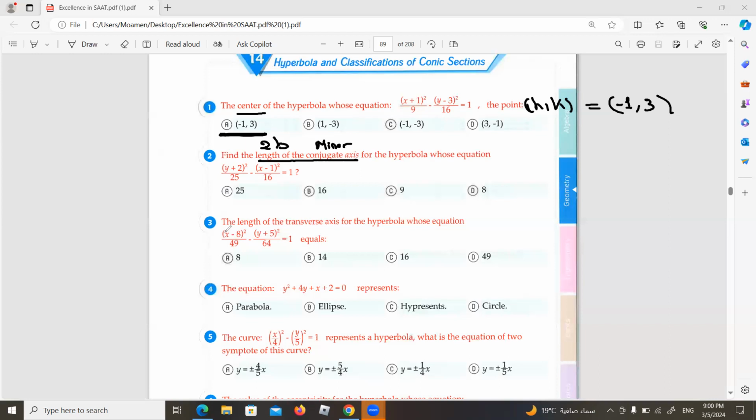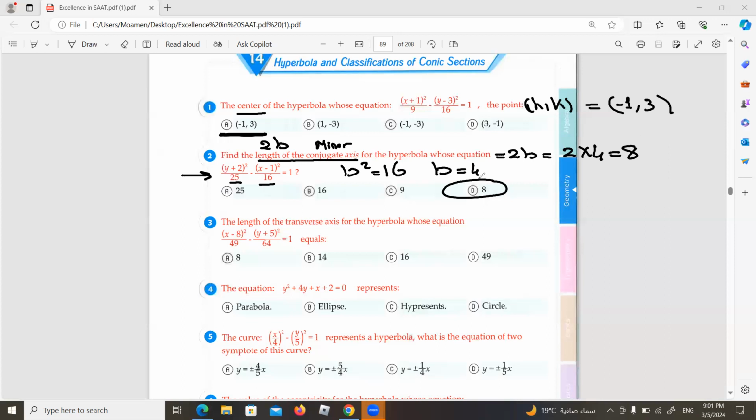So 2b. I get the value of b and multiply it by 2. But what is the value of b? Mister, you said in the equation we go by the order. It means the first number is a and the second number is b. So we have here b squared equal to 16. It means b equals 4. So the length of the conjugate axis equals 2b, which is 2 times 4 equals 8. So this is the answer, which is letter D.